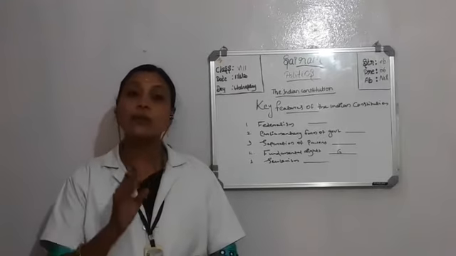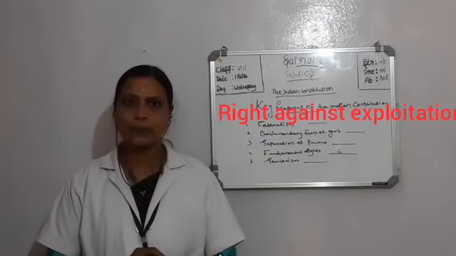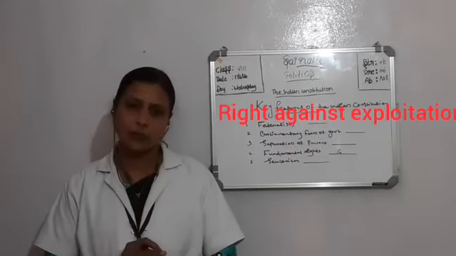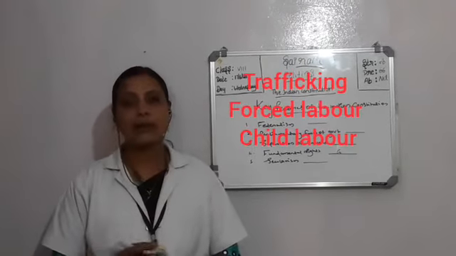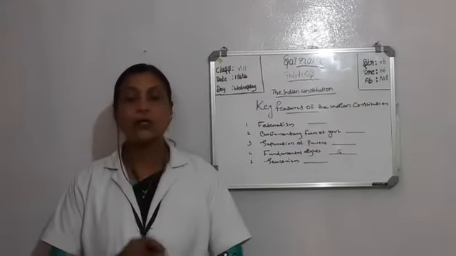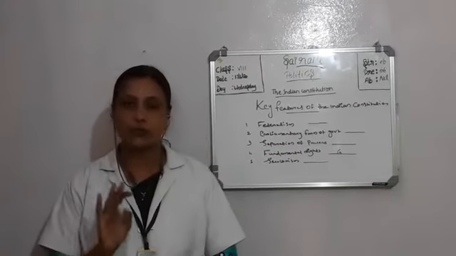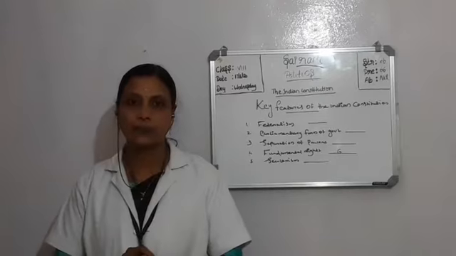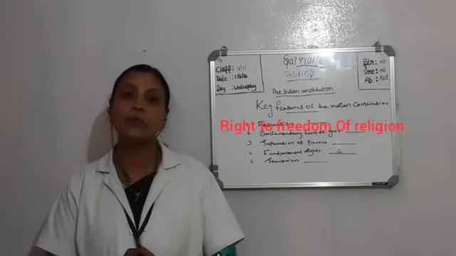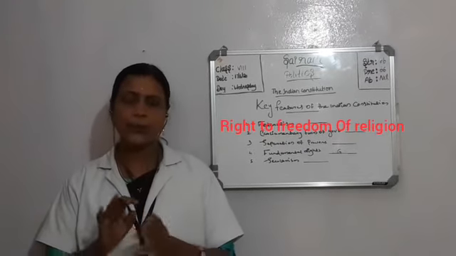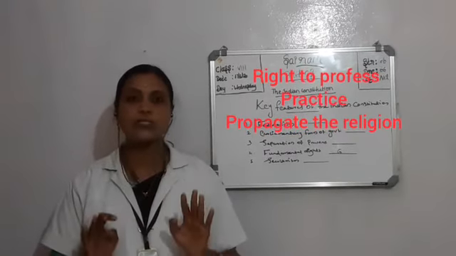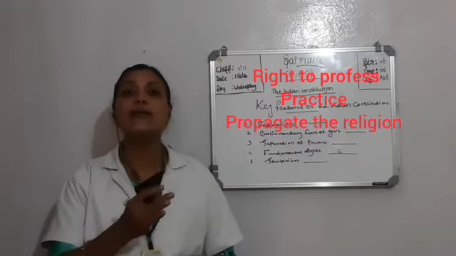Then, what do you mean by right against exploitation? Right against exploitation means that, according to the Constitution of India, some evils are prohibited, like trafficking, forced labor, and child labor. So right against exploitation is also one of the important fundamental rights. The next one is right to freedom of religion. What do you mean by right to freedom of religion? The people of India have the right to profess, practice, and propagate any religion.